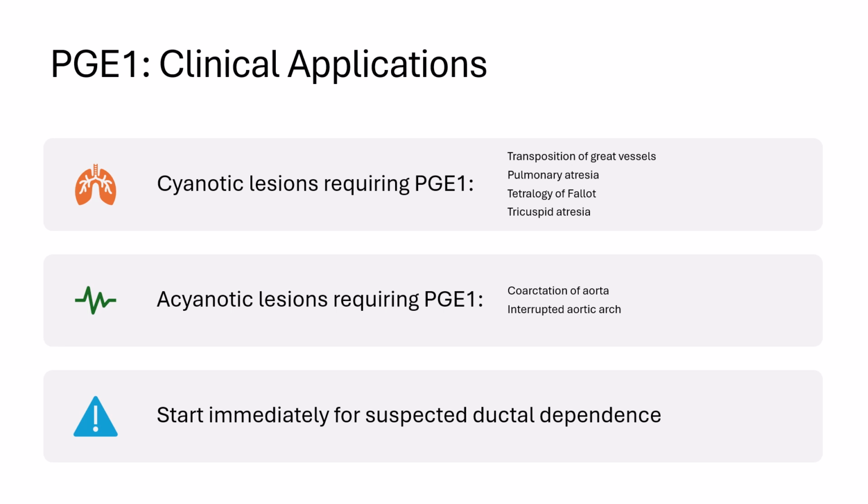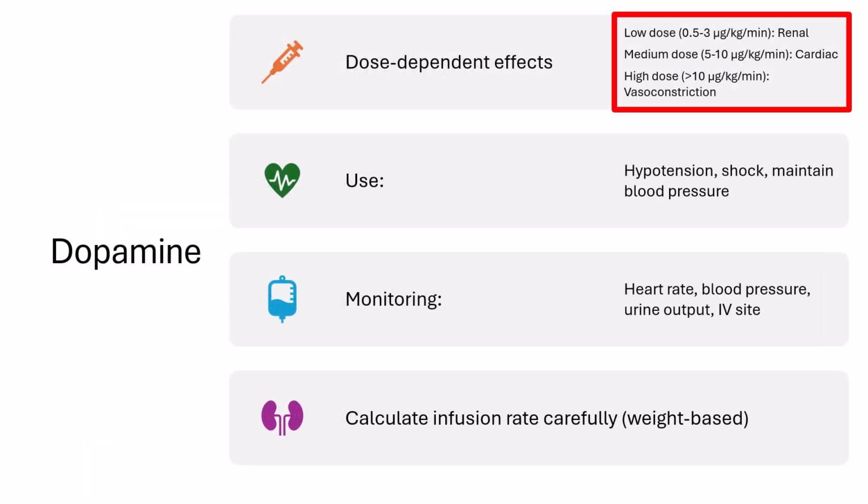Start PGE1 immediately. Dopamine questions appear frequently on the exam, especially regarding its dose-dependent effects. This is absolutely something to memorize. At low doses, 0.5 to 3, dopamine primarily affects dopaminergic receptors, increasing renal blood flow and urine output. At medium doses, 5 to 10, you get cardiac effects through beta-1 stimulation, increasing heart rate and contractility. At high doses, over 10, alpha effects predominate, causing vasoconstriction. The exam loves to test this dose-effect relationship.